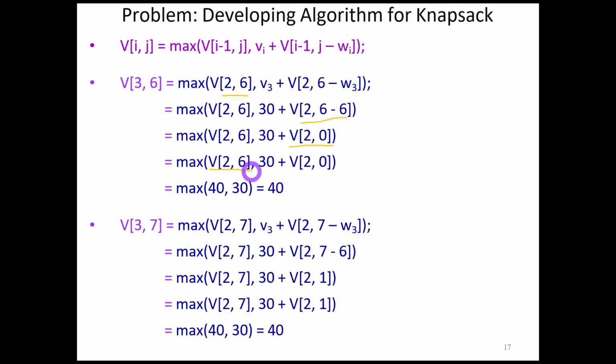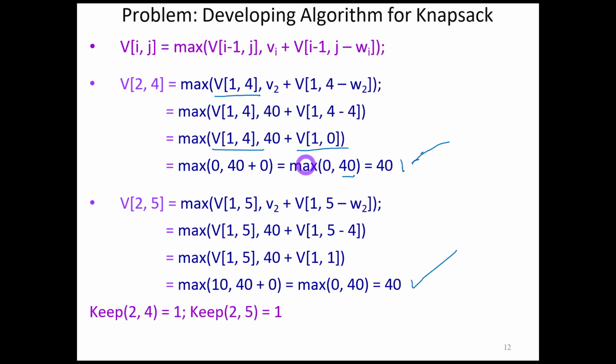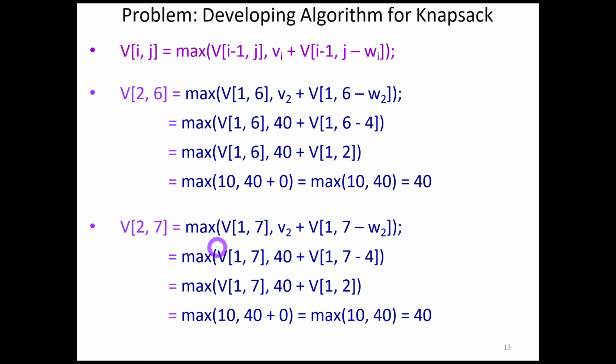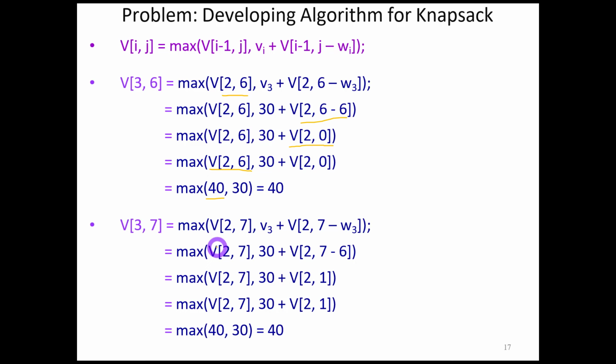So V of 2 comma 6 is 40, and V of 2 comma 0 is 0, and we can quickly confirm V of 2 comma 0. This value over here, you can see, is 0, right? So 0 plus 30 was the value. Where is it? Yeah, so 0 plus 30, that is 30. So 40 comma 30. Again, we are making the decision based on the left one, no contribution of i, and the value of keep will be 0. We are choosing the left side.